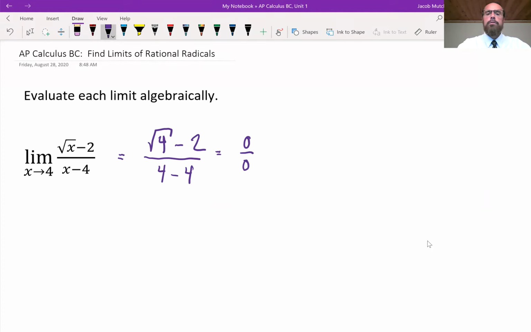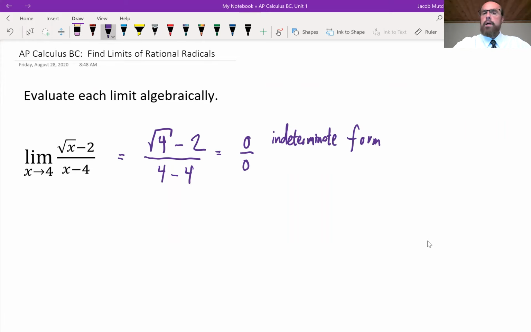Remember, 0 over 0, we call that an indeterminate form. The 0 in the numerator is okay, but the one in the denominator is undefined. We can't divide by 0. So that's an indeterminate form, if I can spell that correctly. And what that forces us into is some other strategy other than direct substitution to calculate the limit.